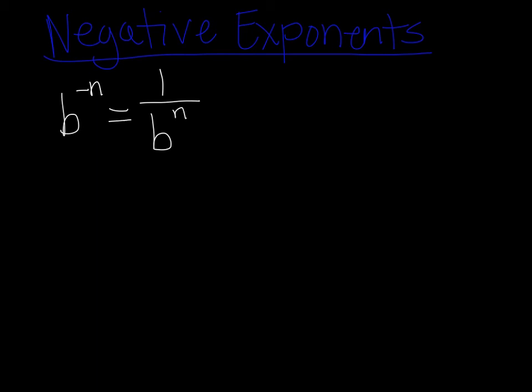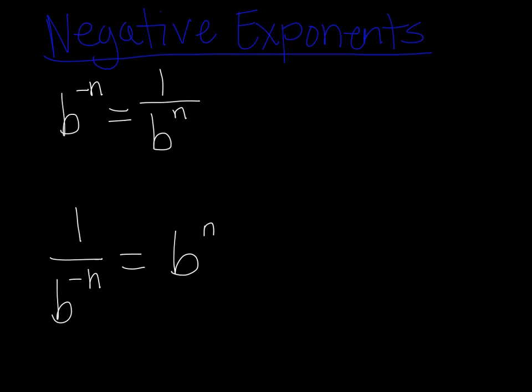Same with the inverse. If I have 1 over b to the power of negative n, in order to get rid of this negative exponent, I now have to do the inverse. So thus I have b in the numerator raised to the power of n, all over 1, which we don't have to write because we know anything divided by 1 is still itself.